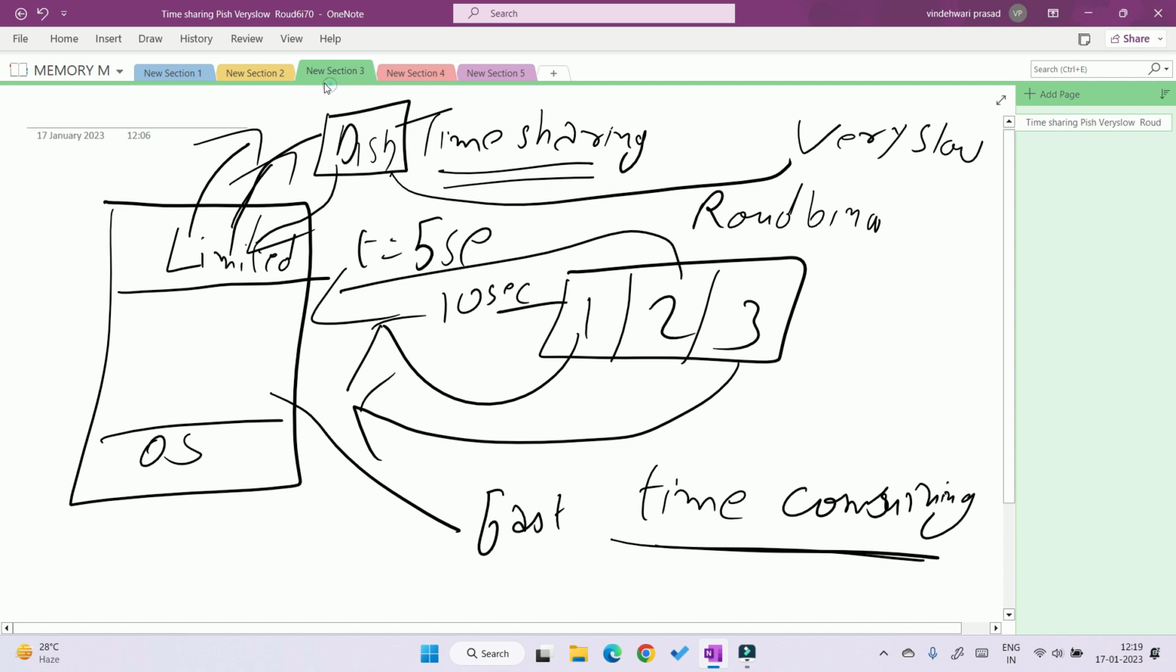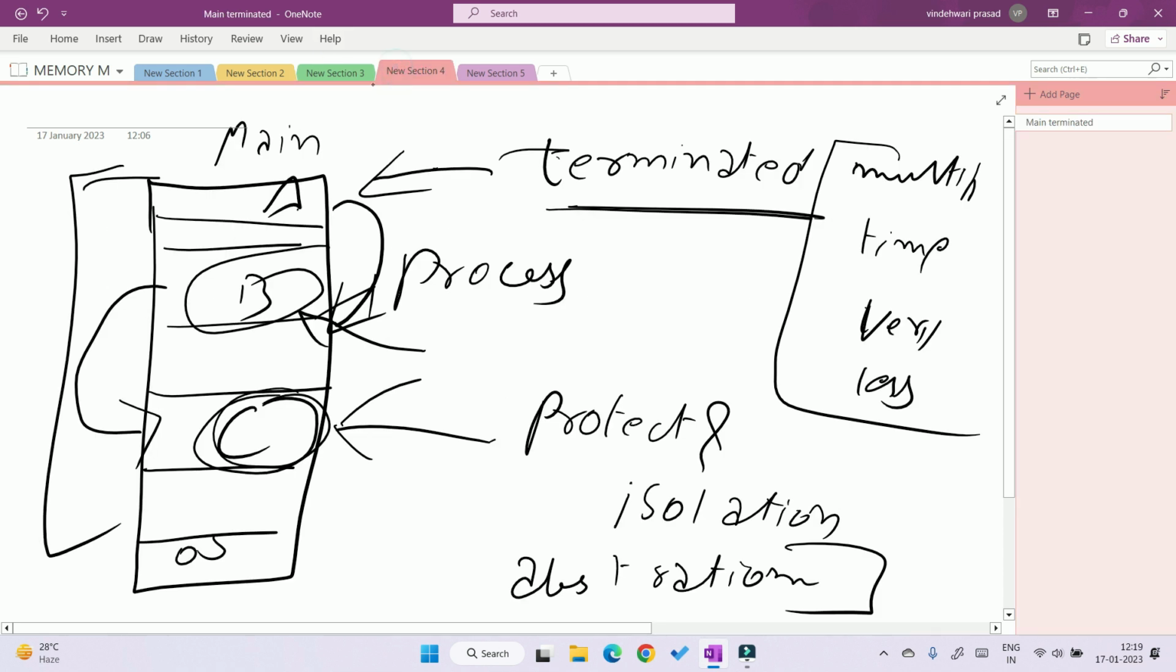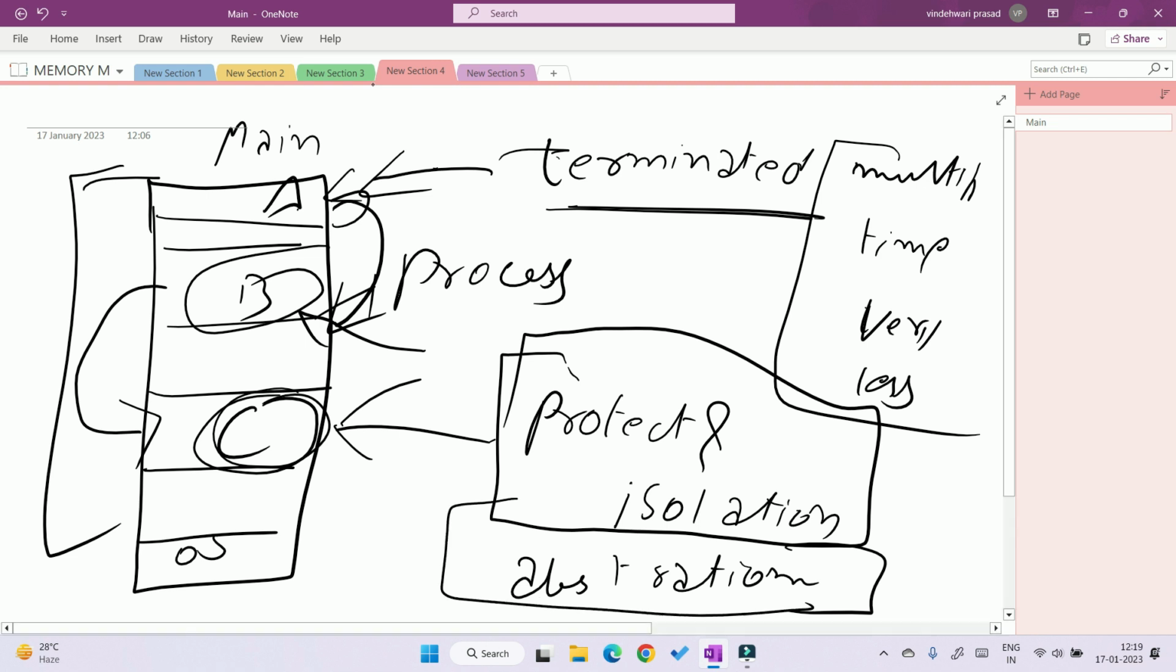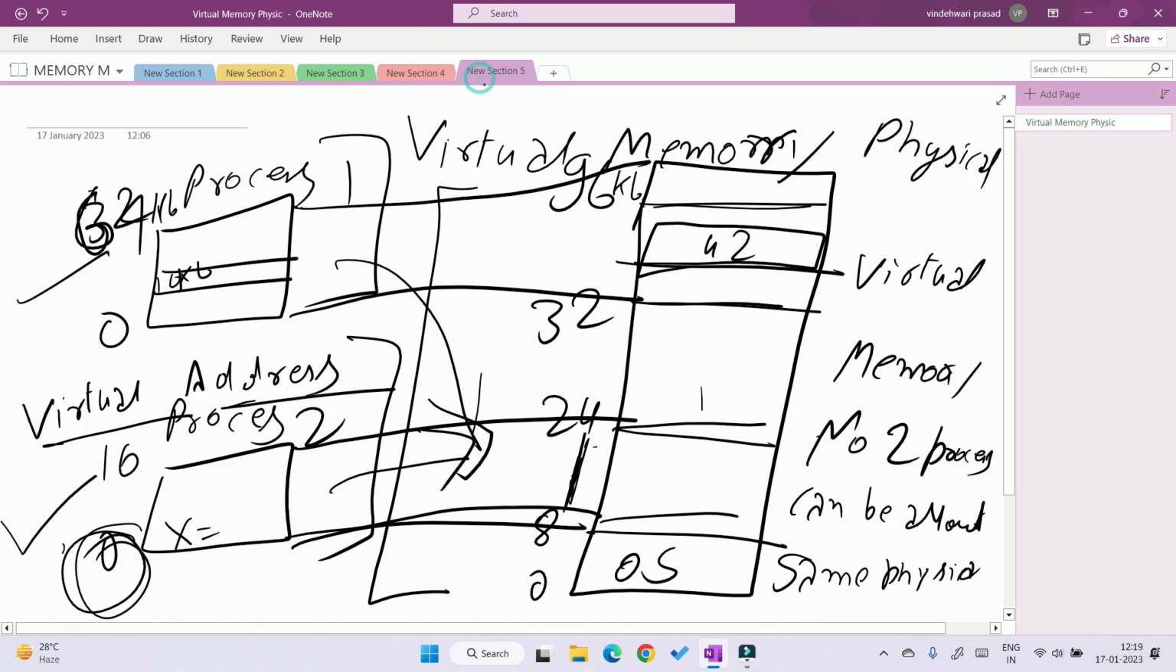Then we come to the concept of time sharing, but time sharing has a problem because after completing each process, its data has to be saved to disk, and disk is very slow. So we have to come up with another concept. Here all the data is stored in the main memory, so we solve the problem of time consumption. But another problem comes, that is protection and isolation. That property is called abstraction.